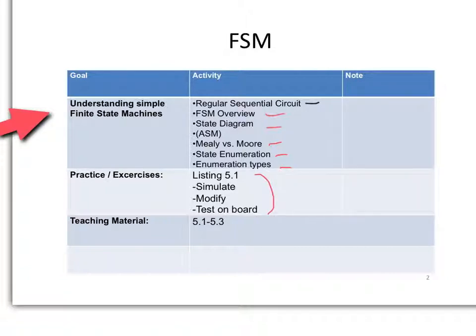Then there is a code example from the book, listing 5.1, that you are to work with. And if you want to read in the book, it will be in chapter 5.1 till 5.3.